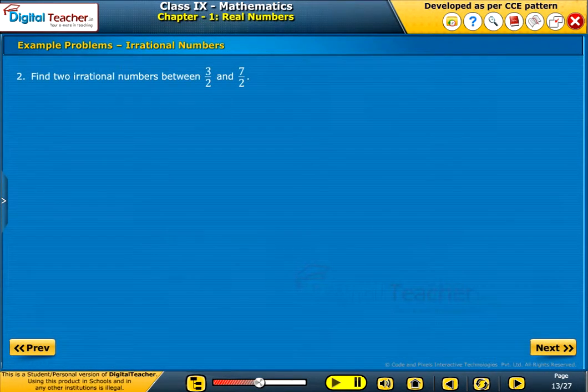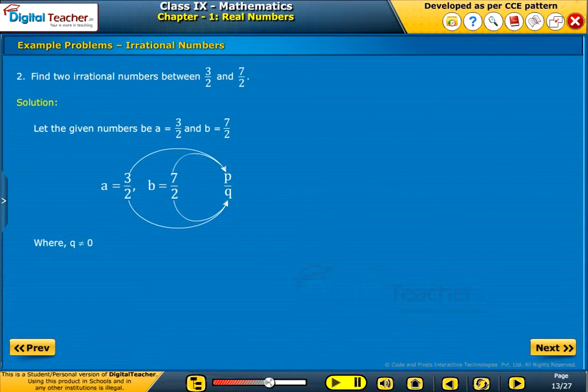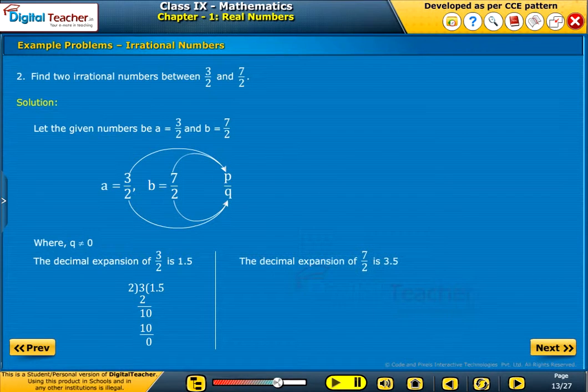Find two irrational numbers between 3 by 2 and 7 by 2. Solution. Let the given numbers be A equal to 3 by 2 and B equal to 7 by 2. We observe that both the numbers are rational since they are in the form of P by Q, where Q not equal to 0. Initially here, we need to find the decimal expansions of the given two numbers. The decimal expansion of 3 by 2 is 1.5. And similarly, the decimal expansion of 7 by 2 is 3.5.